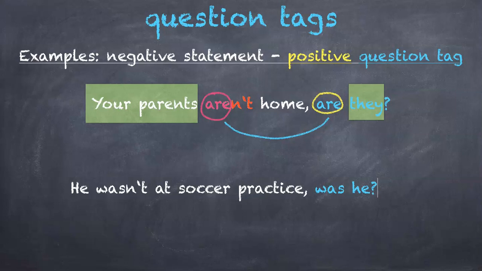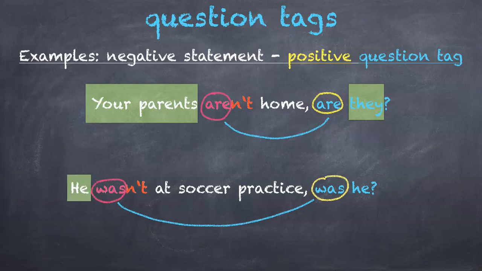Another example, he wasn't at soccer practice, was he? Here you have the negative statement with wasn't, and you have a positive question tag with was he, and the same pronoun.